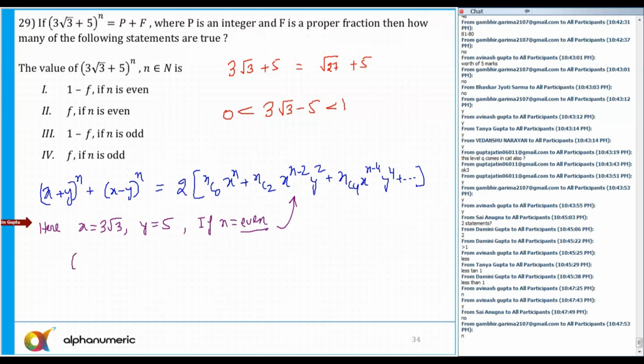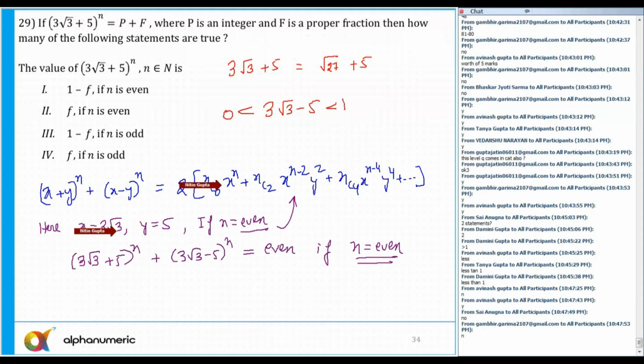So let me write it down here. 3 root 3 plus 5 raised to power n plus 3 root 3 minus 5 raised to power n will be equal to 2p, that is, an even number if n is even. Yes or no? It's a multiple of 2. The power of 3 root 3 will be an integer only if n is an even number. If it is odd, then the right hand side will not be an integer. So this formula I can apply only if n is an even number. This will be a multiple of 2, so I can write 2p.